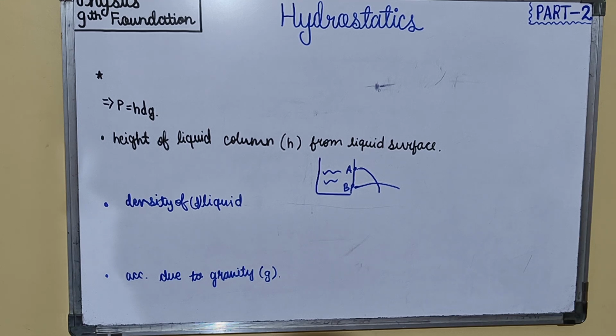Water comes out with two different pressures from the two holes. The water coming out of hole B strikes at a far away distance on the ground. The water coming out of hole A strikes at less distance on the ground. This indicates that the pressure at B is more than the pressure at A. Therefore, we can conclude that the pressure of a liquid increases with an increase in depth.